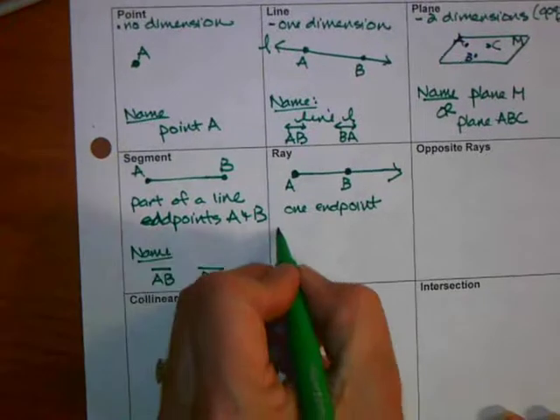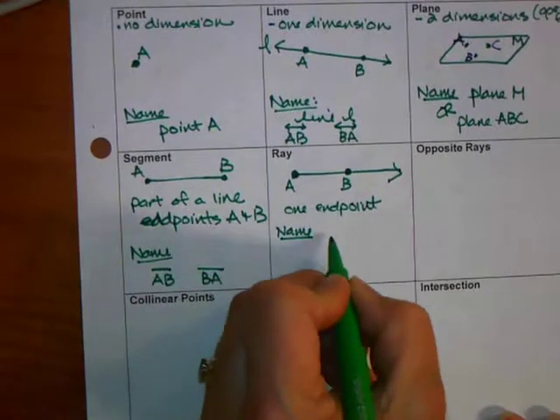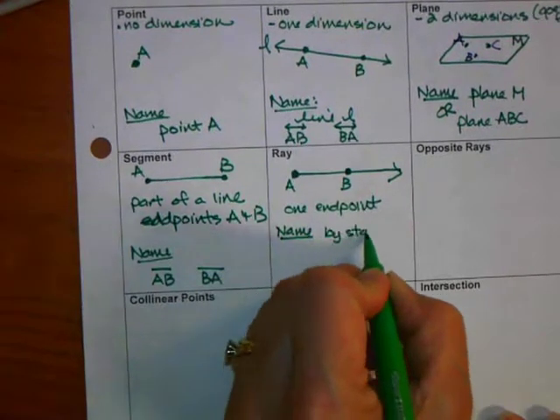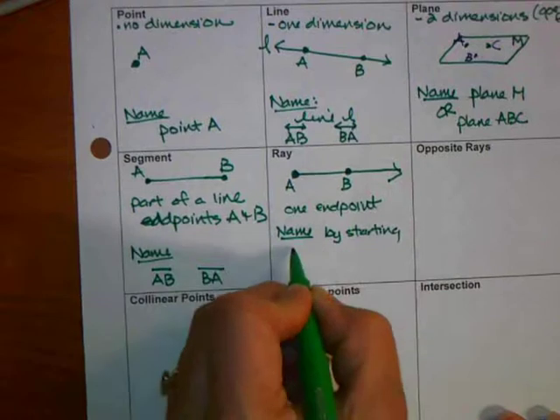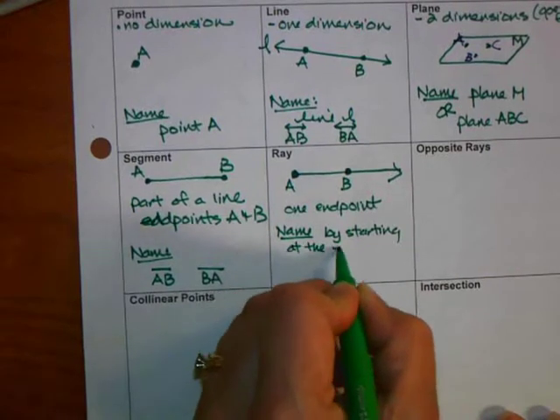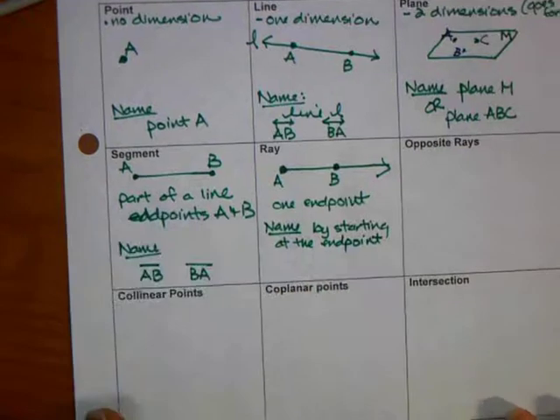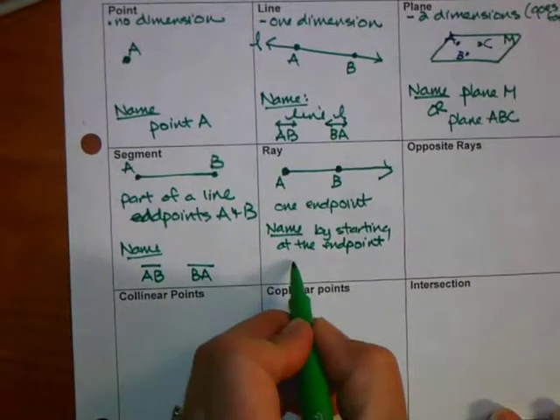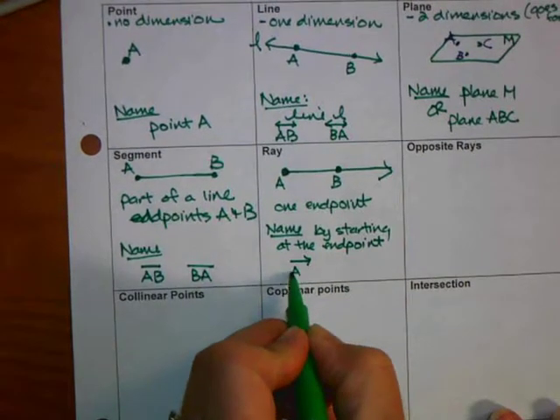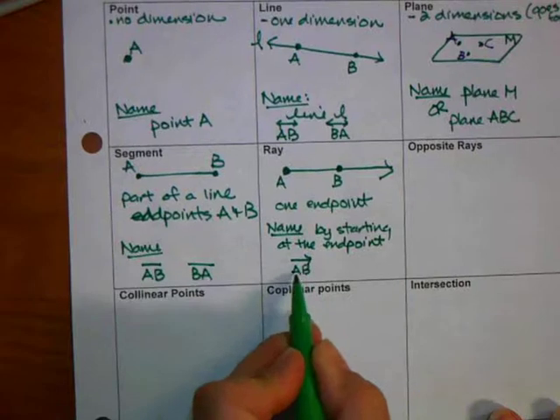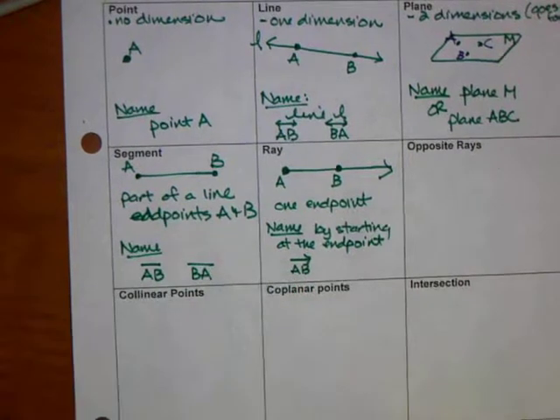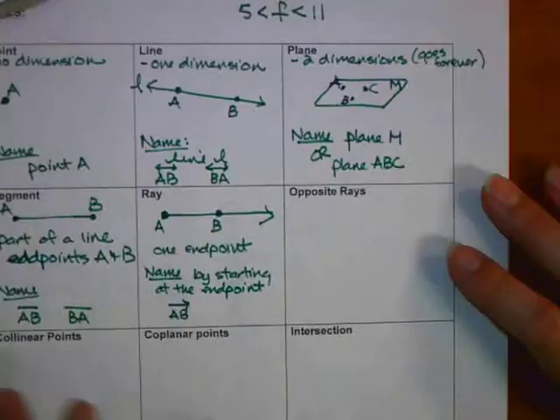And you name it by starting at the endpoint, always. By starting at the endpoint. So this one, you just draw a little mini ray, and your first letter has to be the endpoint. AB. Make sense? Ray AB.